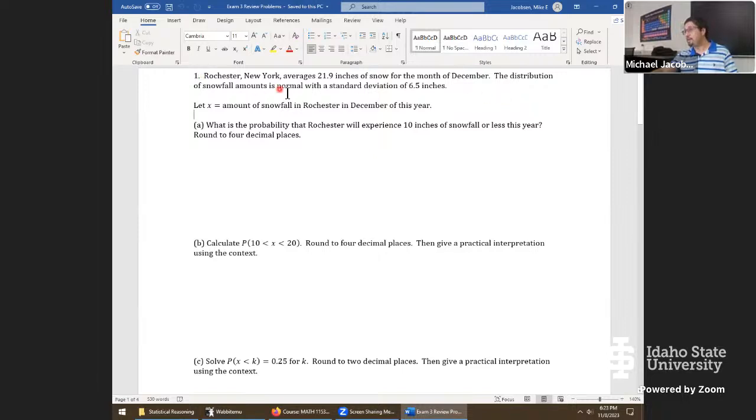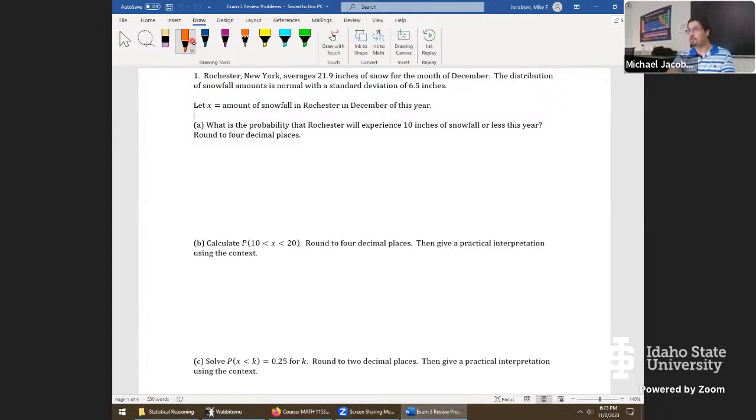The distribution of snowfall amounts is normal. So we have a normal distribution with the standard deviation of 6.5 inches. In our context, we're going to let a variable x represent the amount of snowfall in Rochester in December of this year. So think of it as 2023.